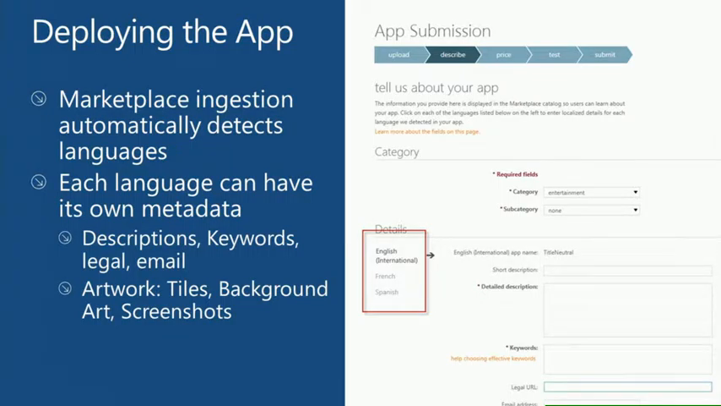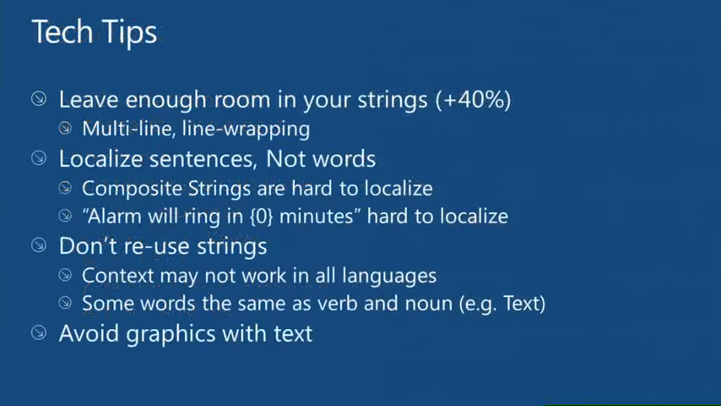So we're talking about publishing. Just some general tips when you're doing localization. Leave enough room in your strings for localization. No matter what language you're going to, you will always find that translation of those strings will need more space. The general rule of thumb is that you leave at least 40% extra room for your strings.